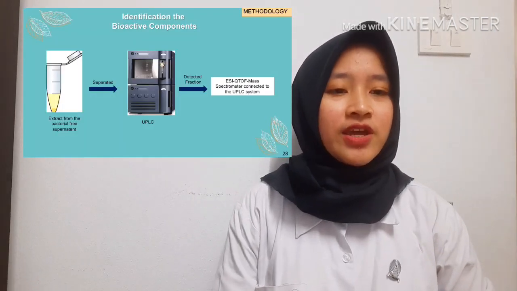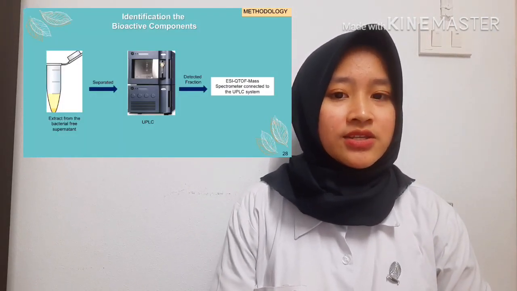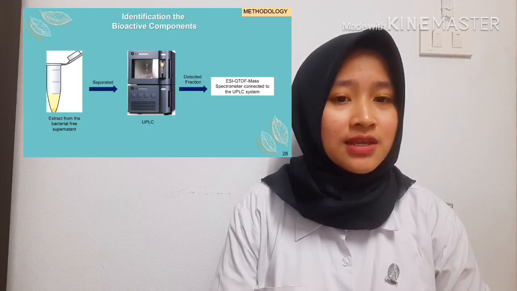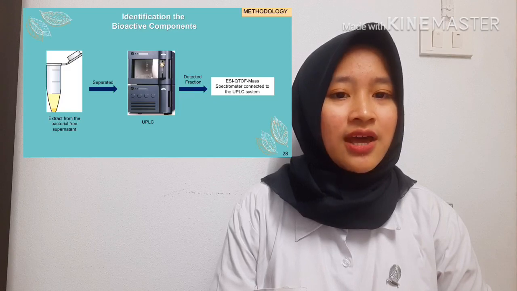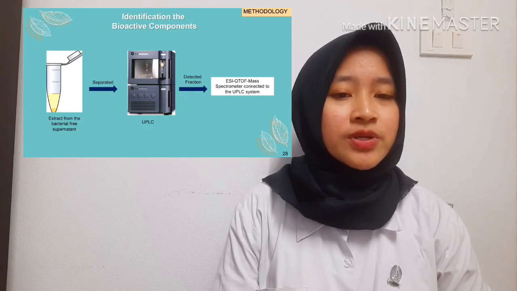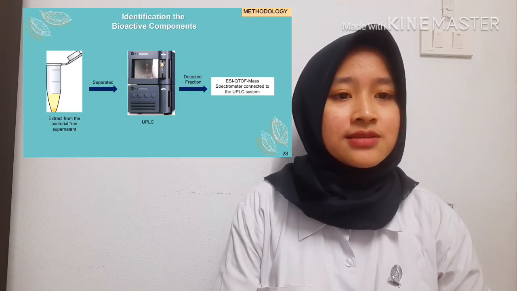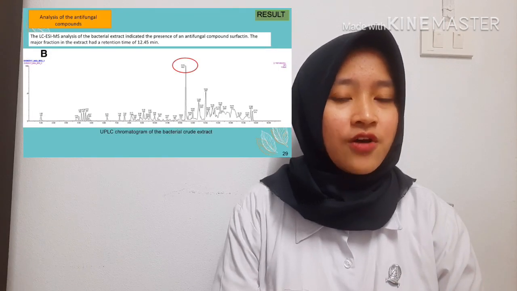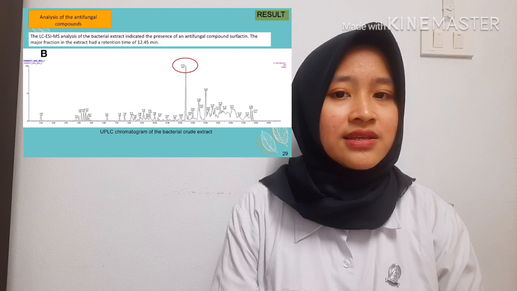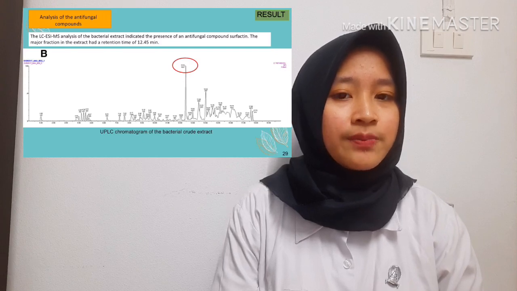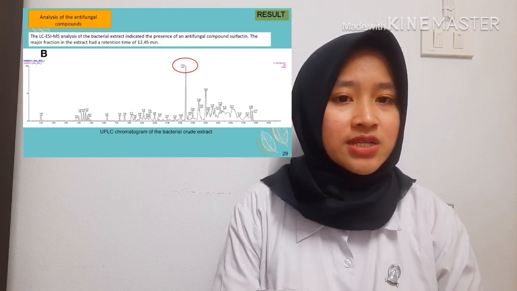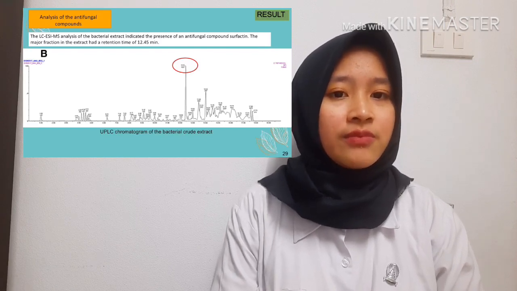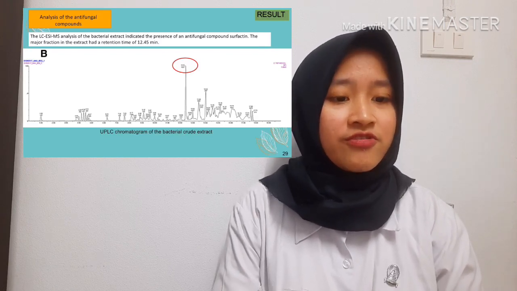Then they identify the bioactive component. They extract from the bacterial-free supernatant and separate using UPLC. After that, they detect the fraction, and then the ESI Q-TOF mass spectrometer is connected to the UPLC system. Here is the result of the analysis of the antifungal compounds. The LC-ESI-MS analysis of the bacterial extract indicates the presence of an antifungal compound called surfactin at the retention time of 12.45 minutes.